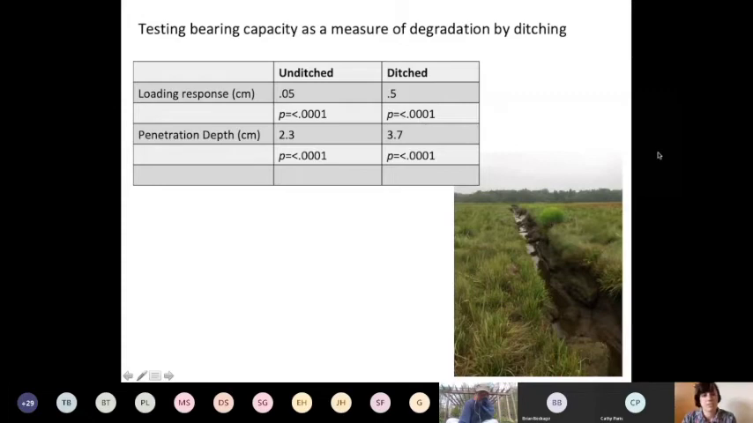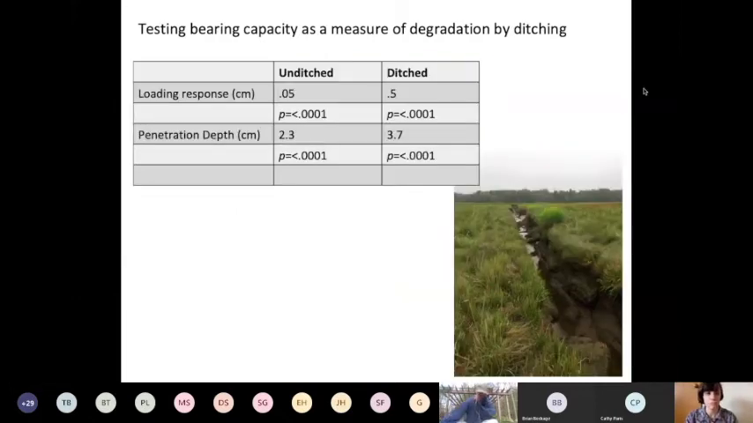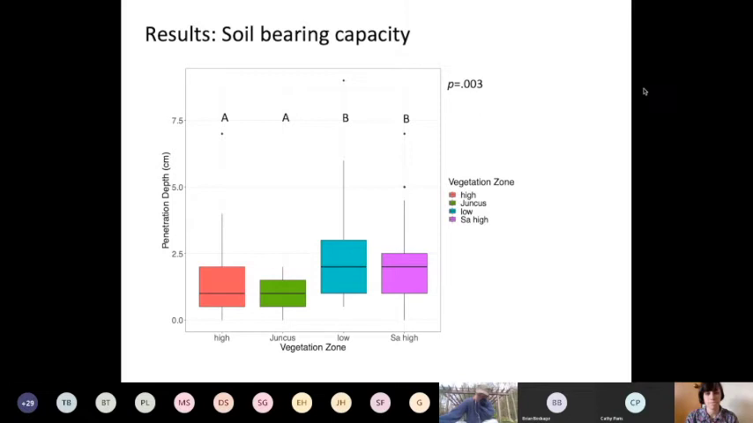And of course, this is just one marsh, and there are likely other things going on. For example, there's this road that cuts right through the marsh, but as a preliminary result, it kind of suggests that this metric can pick up on differences caused by ditching in a single marsh. And one last result of this metric that I want to share is not really about marsh health, but one that I think is interesting.